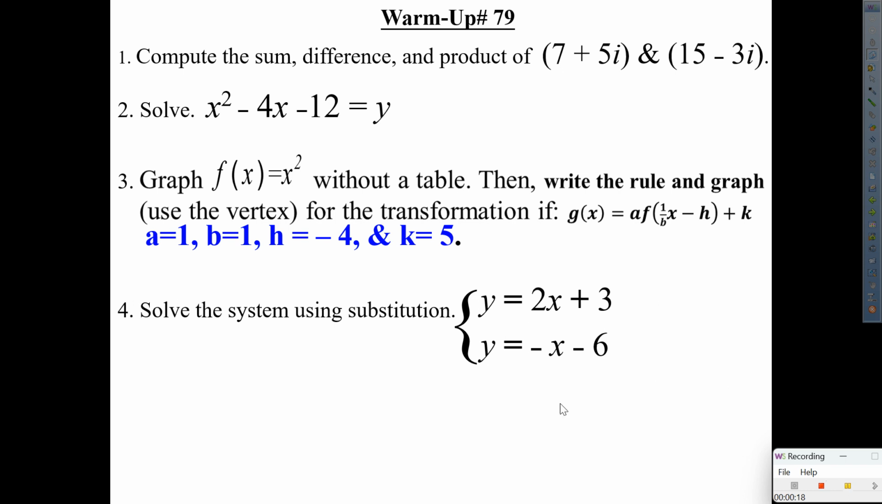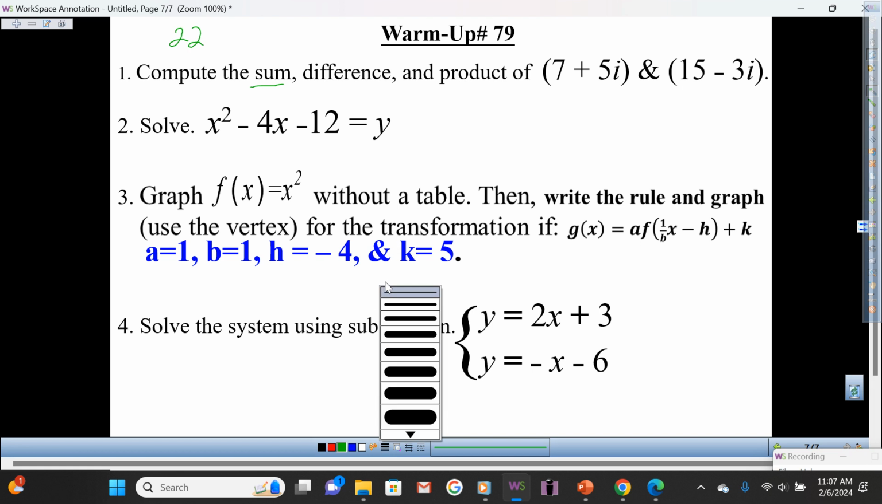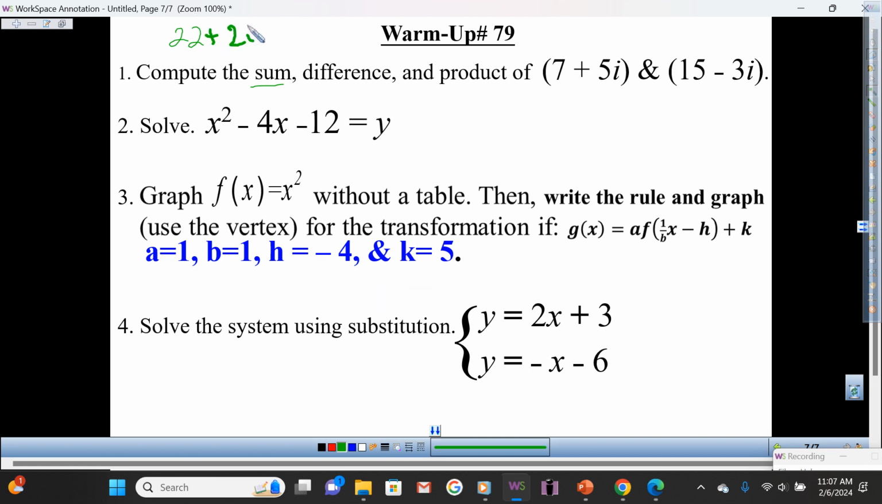Number 1. I need a sum, difference, and product. Let's see. How about Rebecca? What'd you get for the sum? 22. 22 plus what? 2i. Hands if you got that. That is correct. How about the difference?